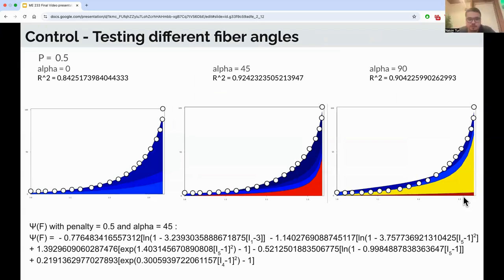So here are the plots for the control with different fiber angles. We see that R-squared increases as we increase the angle, and color changes, meaning different invariant terms activated. For alpha equals 45, only 5 terms are activated, and I5 dominates.